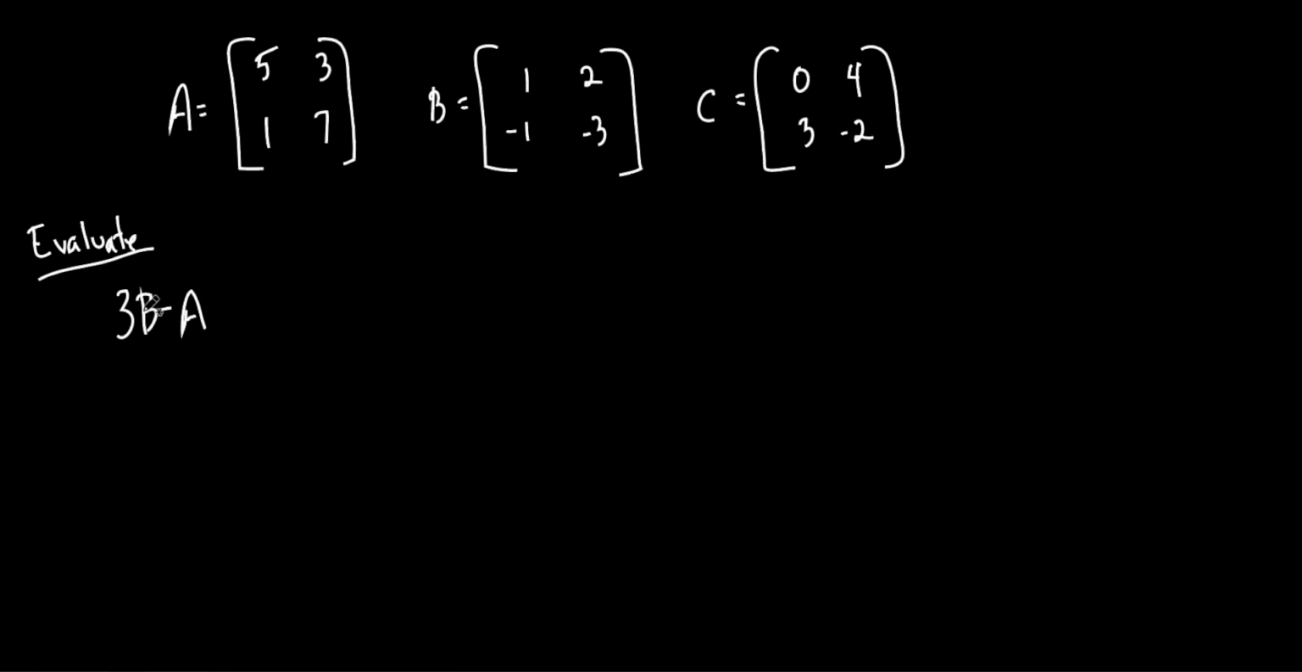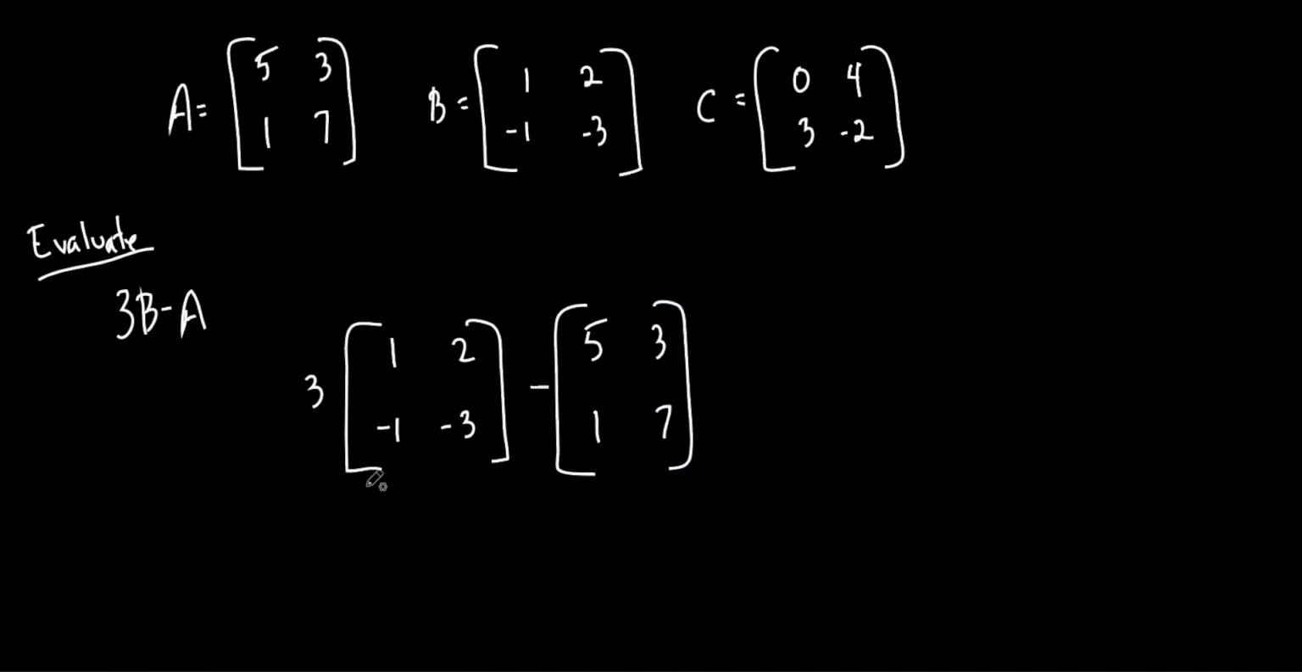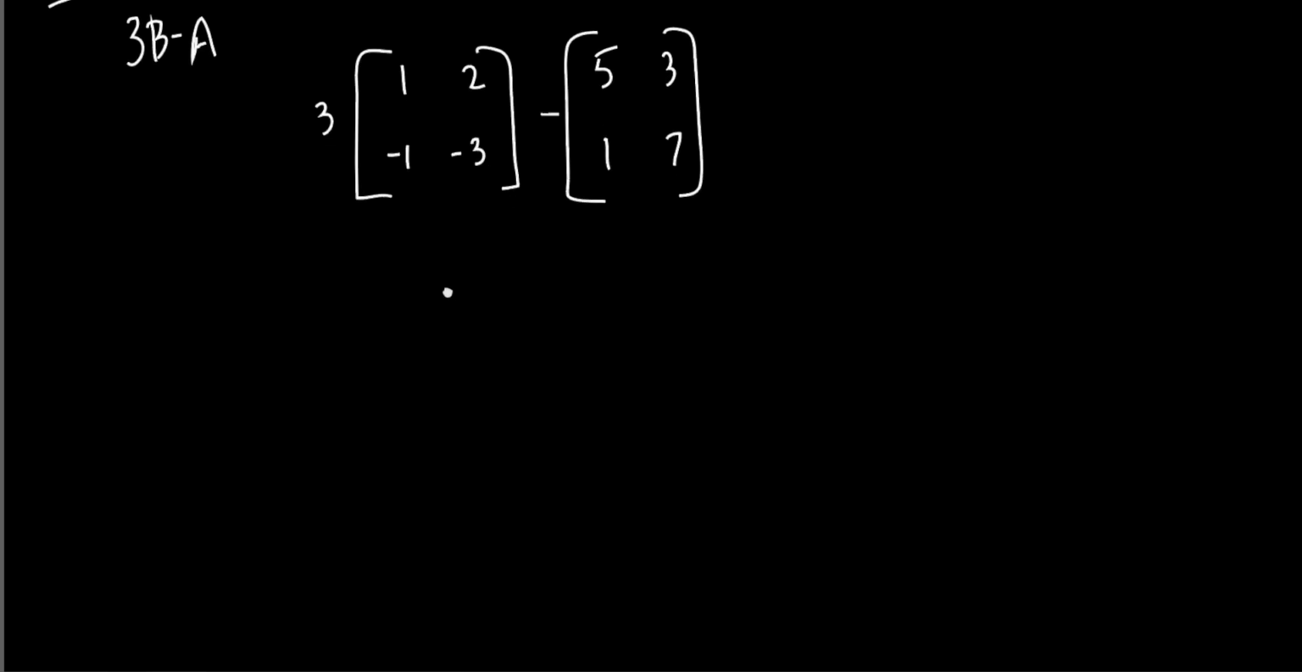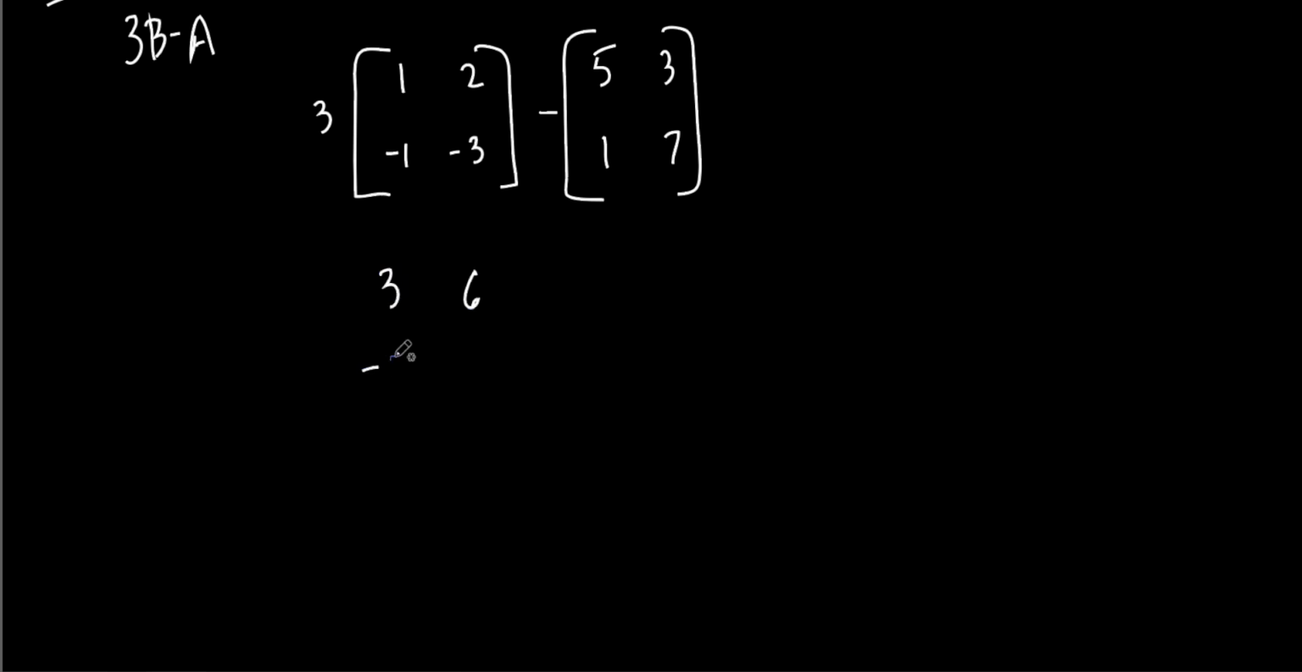All right, so what does this mean? It means we take the b, the 1, 2, -1, -3, and multiply it by the 3, and then we subtract the a from it. Really, it's just what we did before, except you're doing two things. It's the only thing different. So let's see. What's this going to be? 3, 6, -3, -9, minus 5, 3, 1, 7.